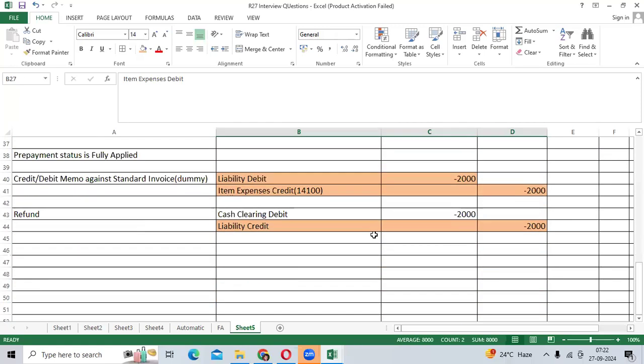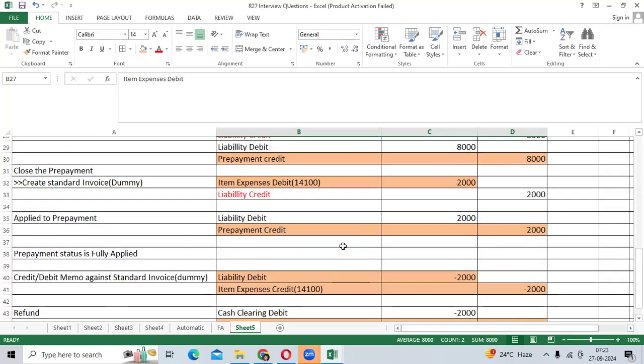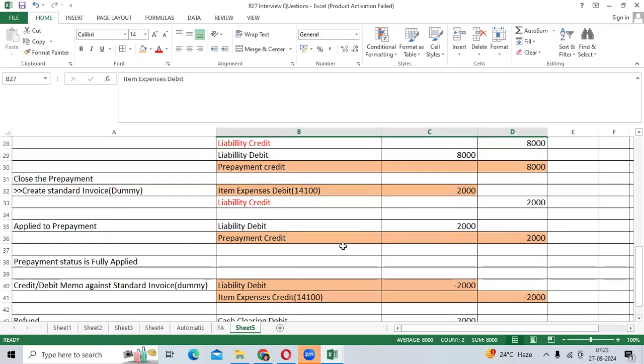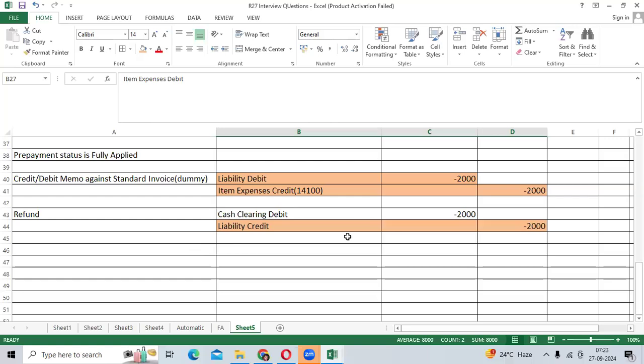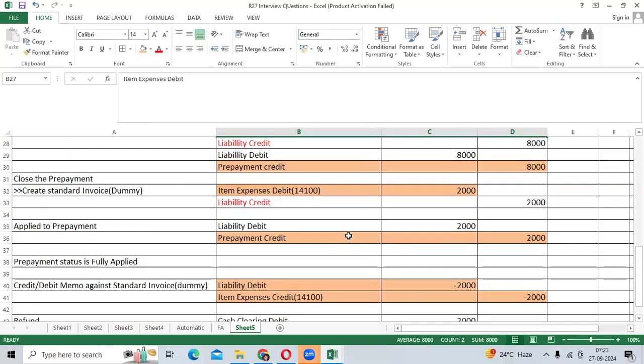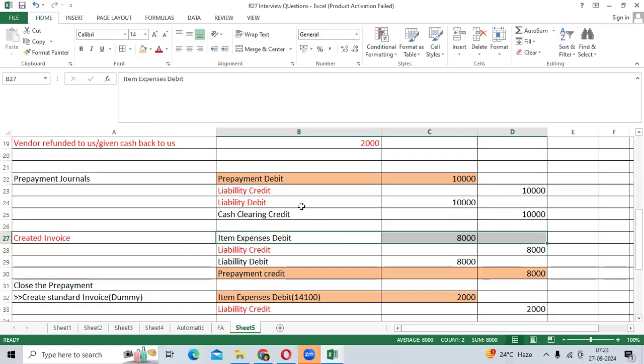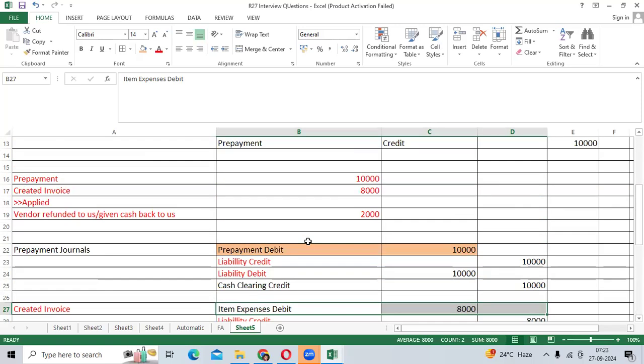No, sir. This is an expected interview question. In invoice time, what goes out to cash as accounting logic? Credit memo time, what comes in? Clear? That we need to understand and expect. I explained this scenario many times in real-time trainings.